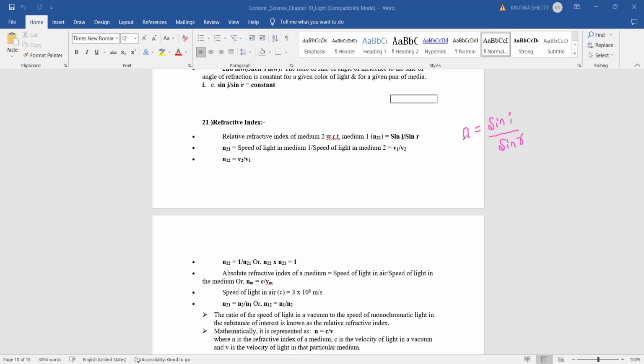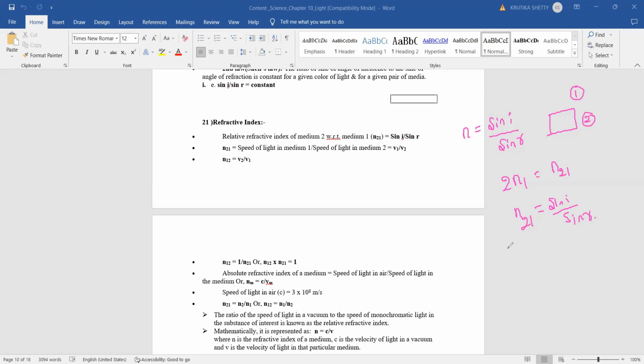Here, if you are considering the two mediums, this is the first medium and this is the second medium, that is air and the water or air and the glass. The refractive index 2 with respect to 1, you can write it like this also, or you can write it like this also. If you write it this way, this is in the subscript. So n21, what is the meaning here? The refractive index of medium 2 with respect to medium 1. It is given by sine i divided by sine r. Medium 2 with respect to medium 1.